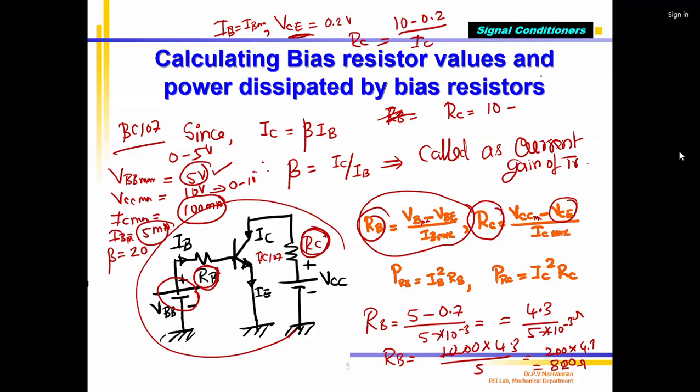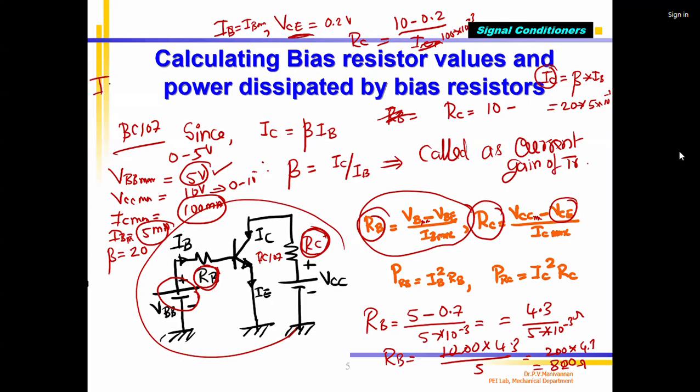What is my IC? IC equal to beta times IB. We already found IB max is 5 milliamps. So 20 into 5 into 10 power minus 3 is my IC. The IC max is already given as 100 milliamps, so I can say 100 into 10 power minus 3.